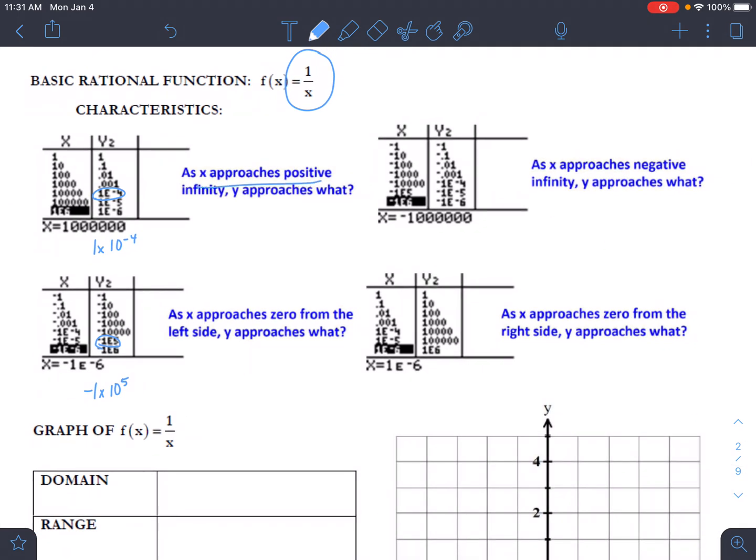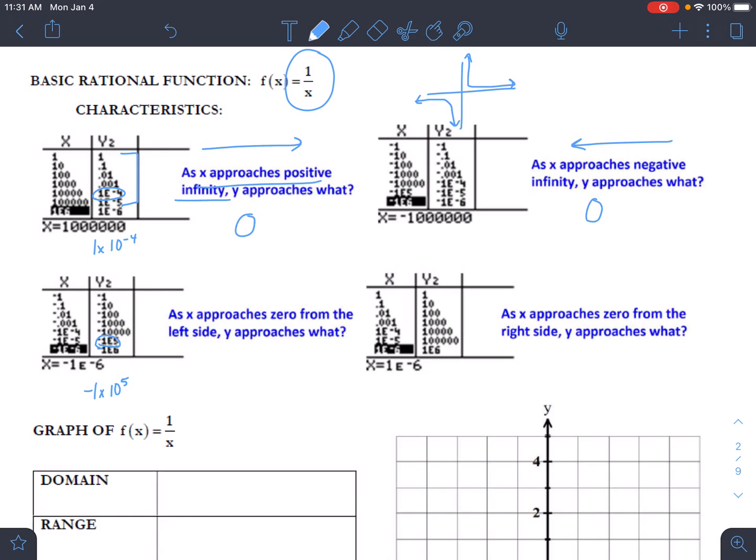As x goes towards positive infinity, this was when it was going this way, it was getting closer and closer to 0. As you can see here, 1 times 10 to the negative fourth is 0.0001. As we go towards negative infinity, that's when the graph was going this way, with a curve that went like that. So as it went towards negative infinity, we went towards 0 as well, getting closer and closer.